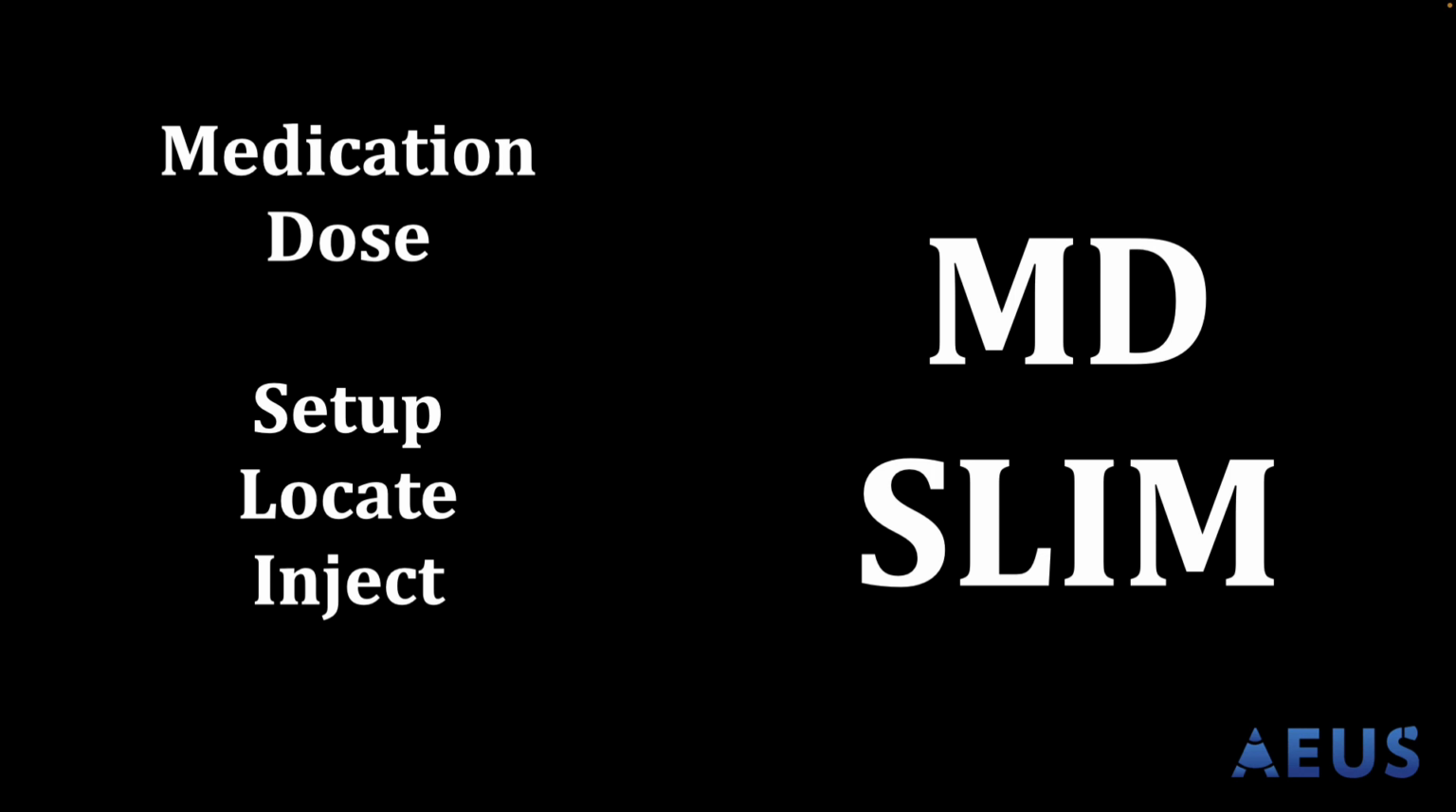So, to perform an effective nerve block, be MD SLIM. Choose your medication, calculate your dose, set up your supplies, locate the target nerve or fascial plane, perform the injection, and then monitor your patient for adverse events.